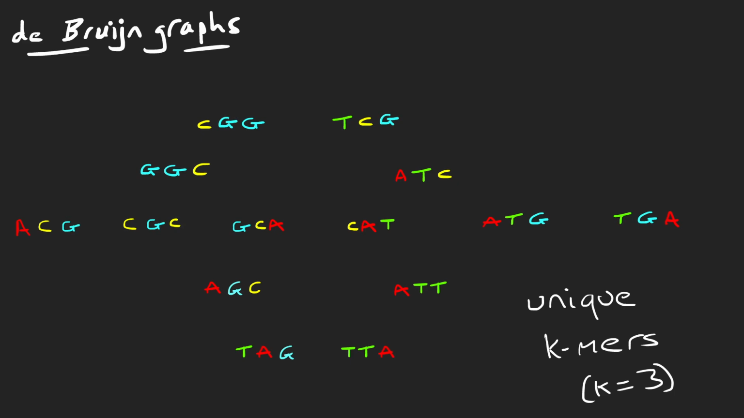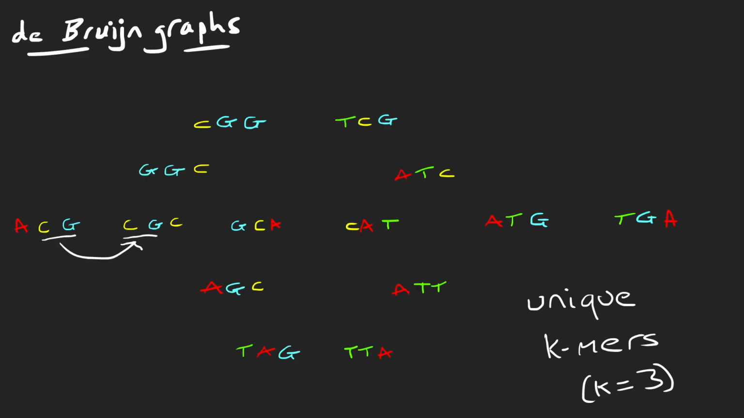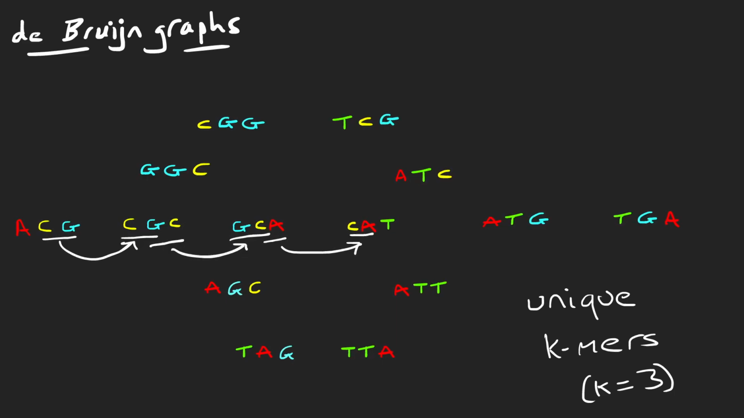Then, we can begin constructing a graph, our de Bruijn graph, where each kmer is a node, and edges between the nodes show where one kmer follows on from another. So, starting at ACG on the left, we can link that node to CGC because ACG ends with CG and CGC begins with CG. We can continue in the same way to link CGC to GCA and GCA to CAT.